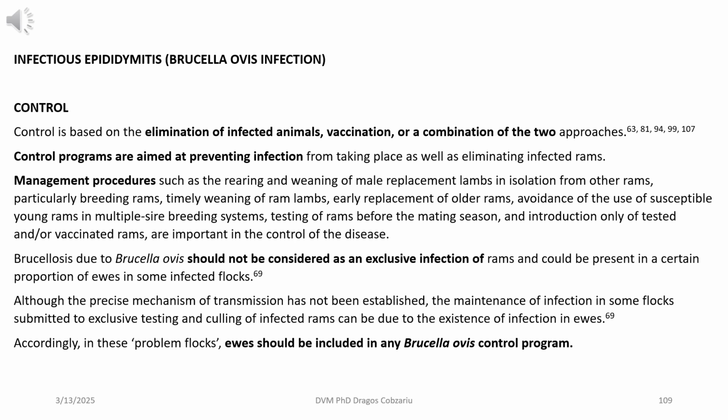Brucellosis due to Brucella ovis should not be considered an exclusive infection of rams and could be present in a certain proportion of ewes in some infected flocks. Although the precise mechanism of transmission has not been established, the maintenance of infection in some flocks submitted to exclusive testing and culling of infected rams can be due to the existence of infection in ewes. Accordingly, in these problem flocks, ewes should be included in any Brucella ovis control program.